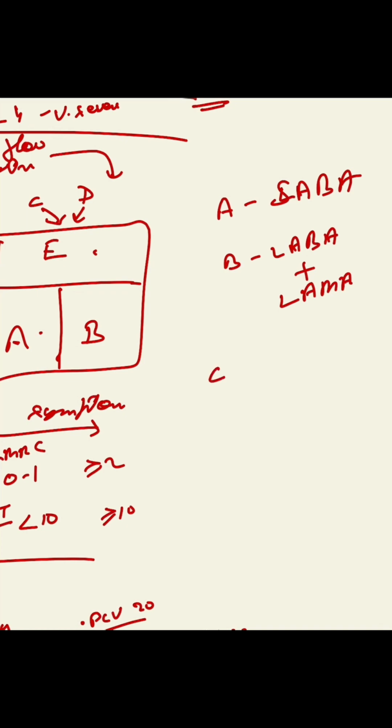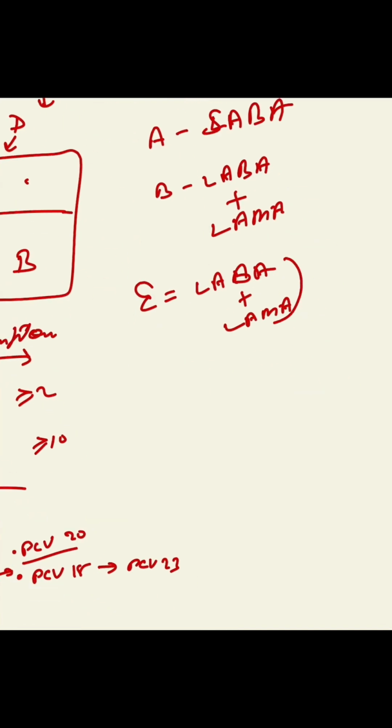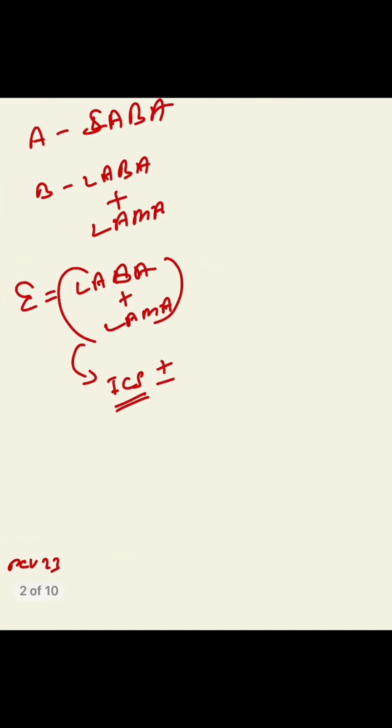And in the patients of category E, sorry, it is not C but E, we can use LABA plus LAMA, and inhaled corticosteroid can be added, plus or minus. The plus or minus depends on the eosinophil levels. If the eosinophils are more than or equal to 300, we add ICS, or if not, then no need to add the ICS, and it depends upon the symptoms. If the eosinophils are less than 300, we will not add ICS.